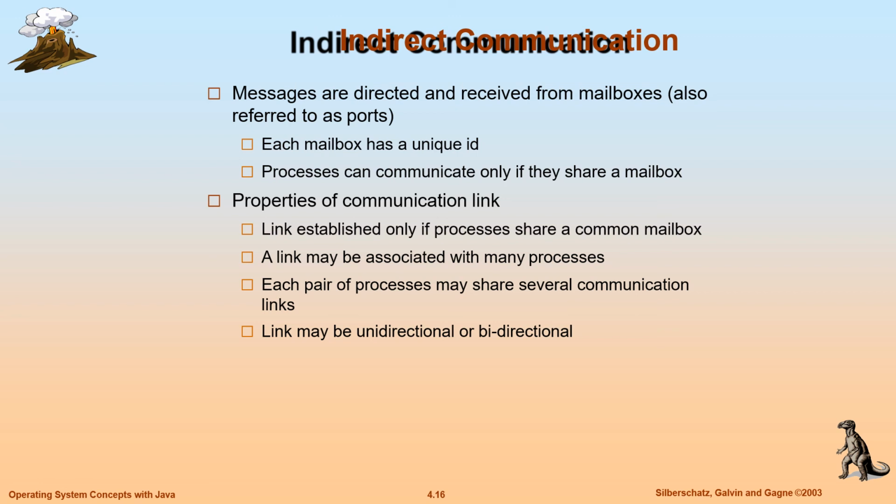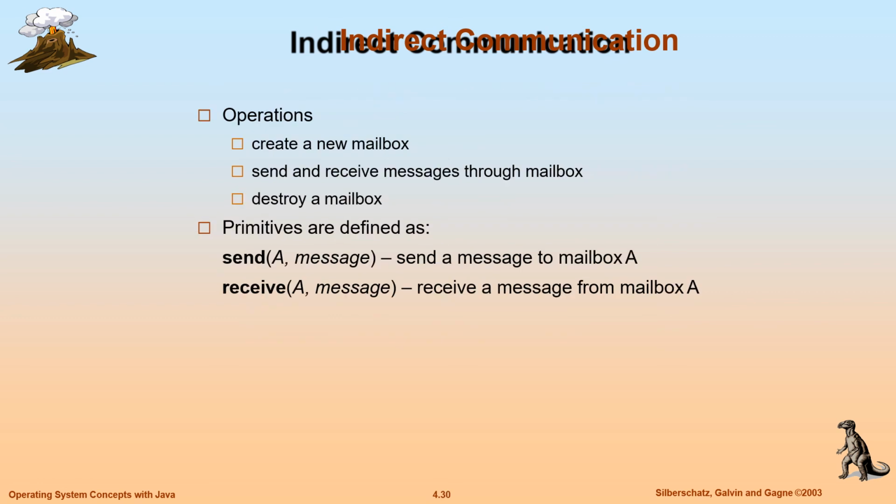Next, properties of a communication link. A link is established only if processes share a common mailbox. A link may be associated with many processes. Each pair of processes may share several communication links. A link may be unidirectional or bidirectional. Operations: a new mailbox should be created by a process. Send and receive messages through the mailbox only. This is indirect communication. After completing the job, we need to destroy the particular mailbox.